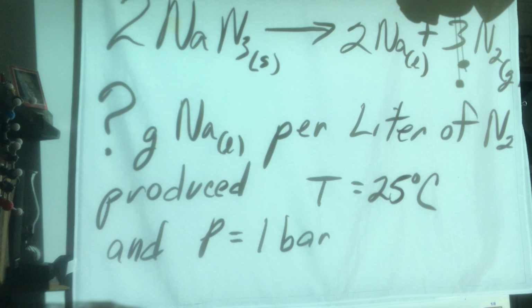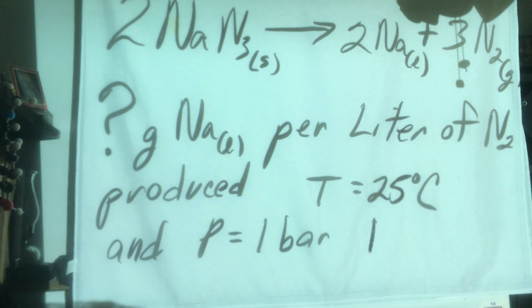What do we need to do to get from nitrogen gas over to sodium metal? Hopefully you said to yourself that we need to get moles of nitrogen gas so we can switch to moles of sodium metal, and then we can use the molar mass of sodium to switch to the number of grams. And we are going to use PV = nRT.